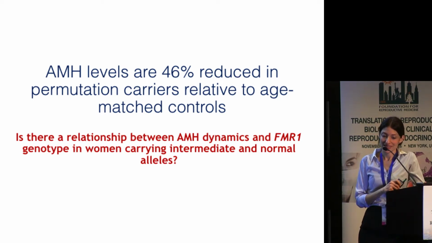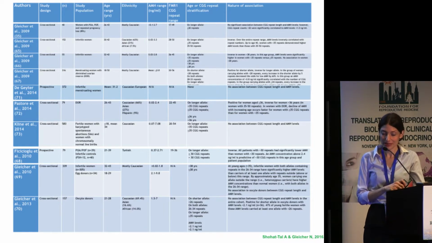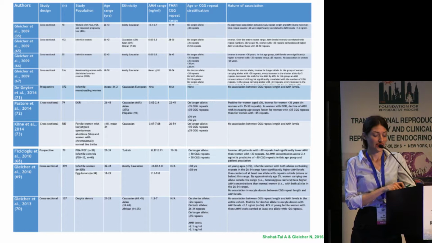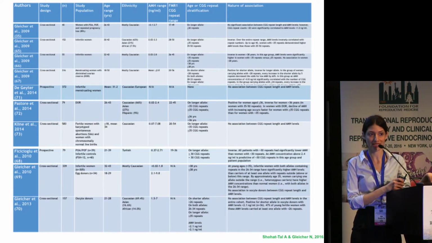So the question is, is there a relationship between AMH dynamics and FMR genotype in women carrying intermediate and normal alleles? So we looked at this question in the literature, and we looked over more than a dozen papers, and we saw that some papers demonstrate a relationship, whereas others do not. And we tried to look at what's in common to reports suggesting no association compared to those suggesting that there is an association between FMR repeats and AMH levels in the normal range.